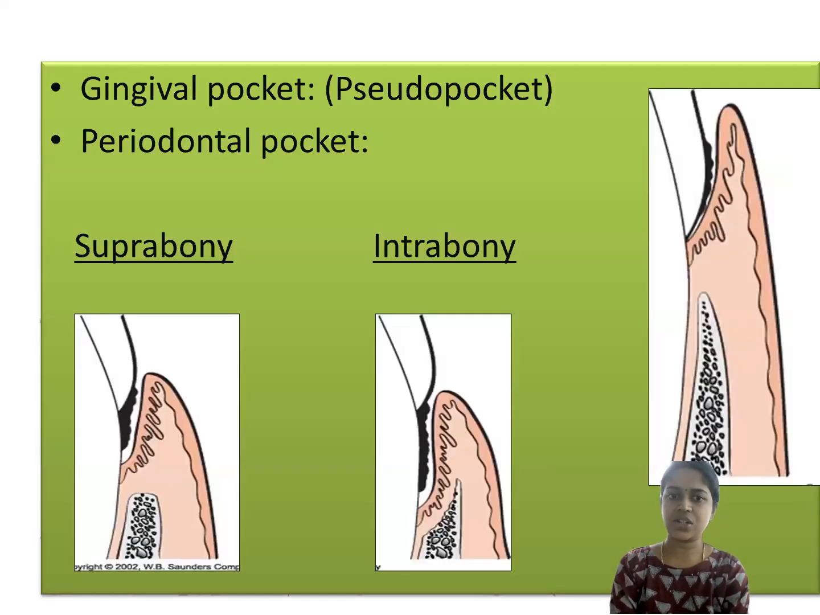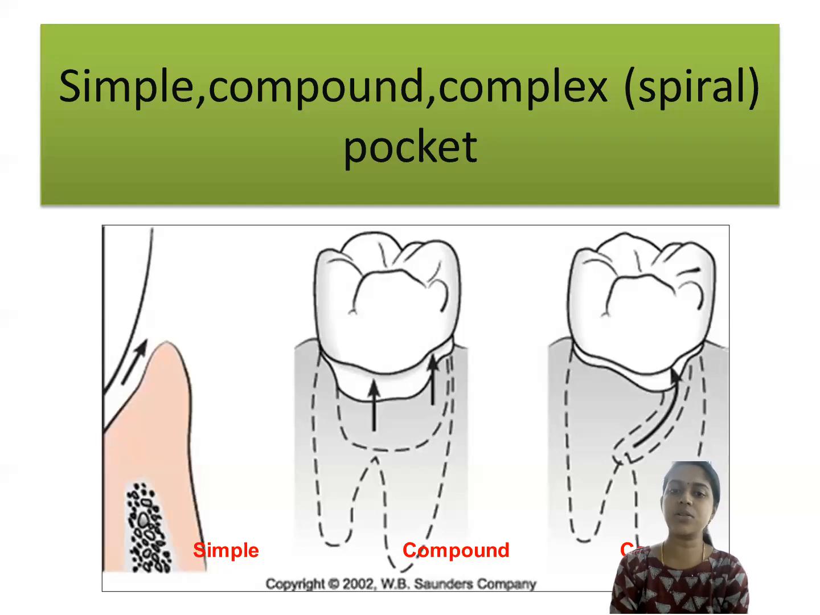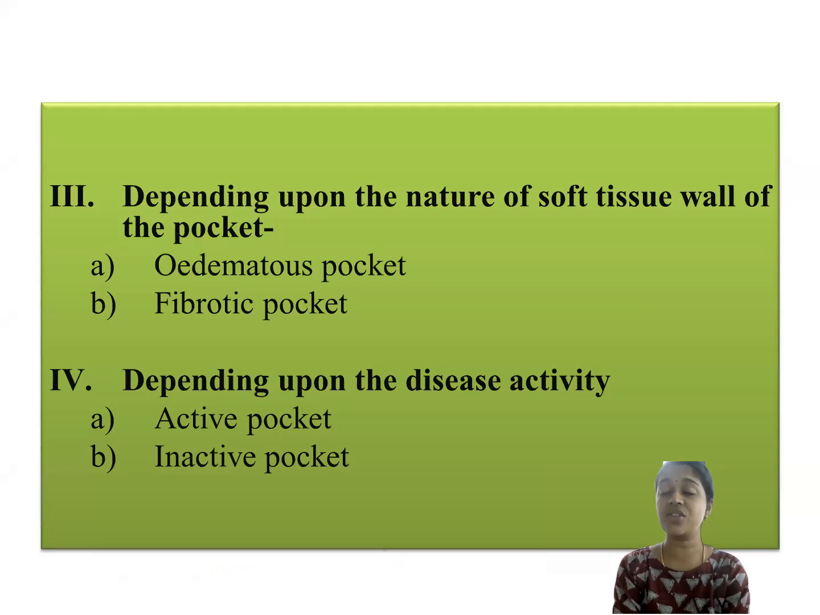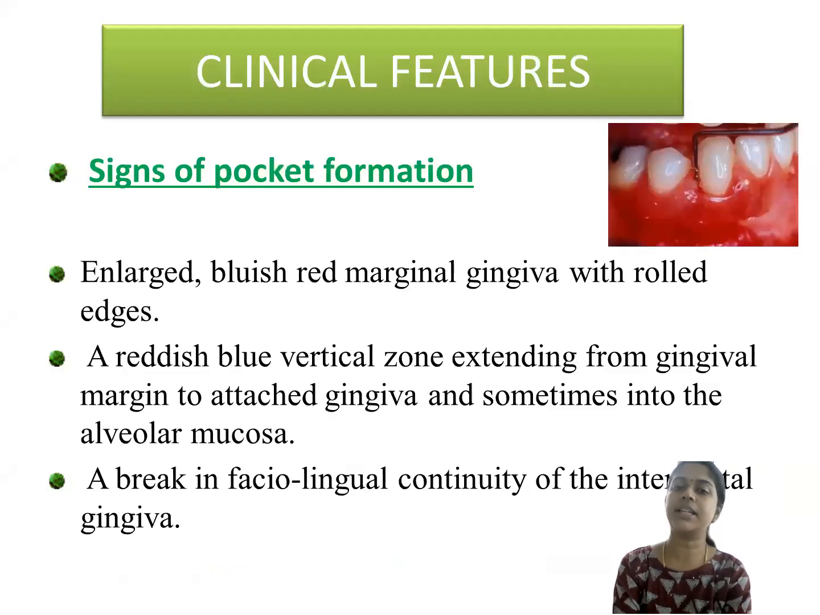Coming to the other classifications, pockets can also be classified based on the nature of the soft tissue wall of the pocket. It could be either an edematous pocket or a fibrotic pocket. And based on the disease activity, you have active and inactive pockets. What are the clinical features? These are the signs of the pocket.